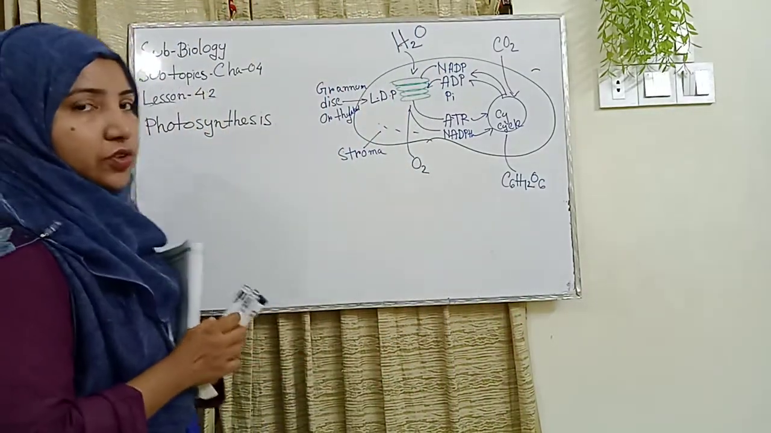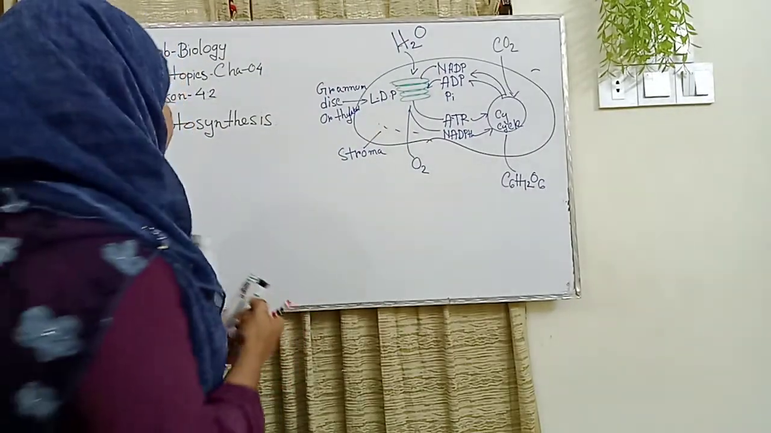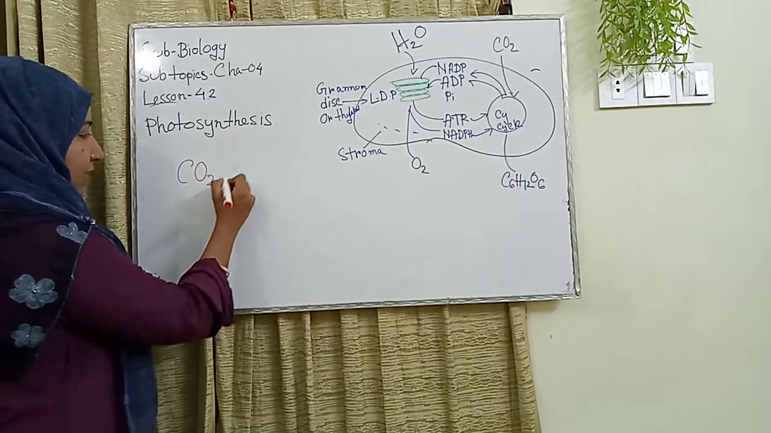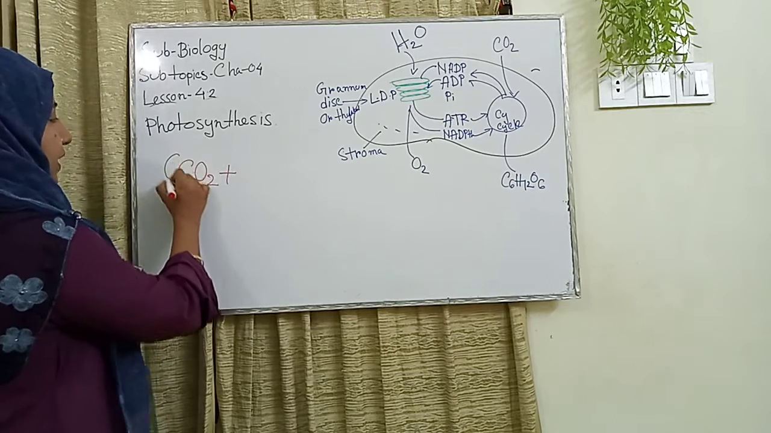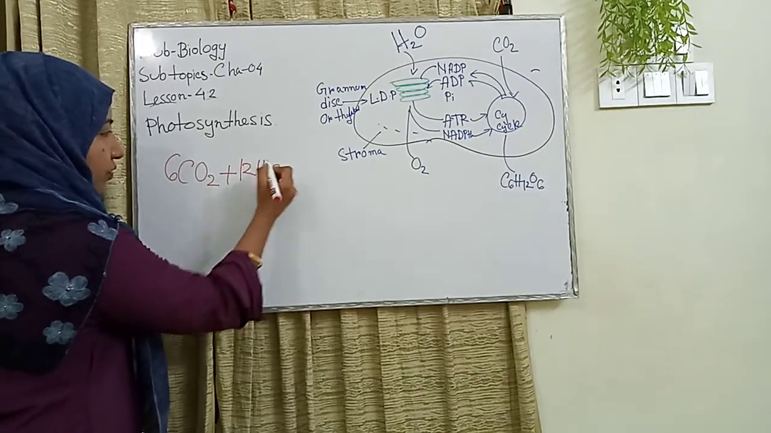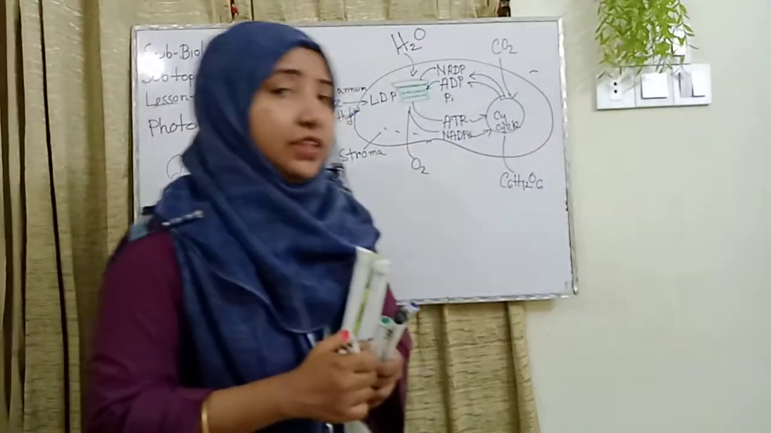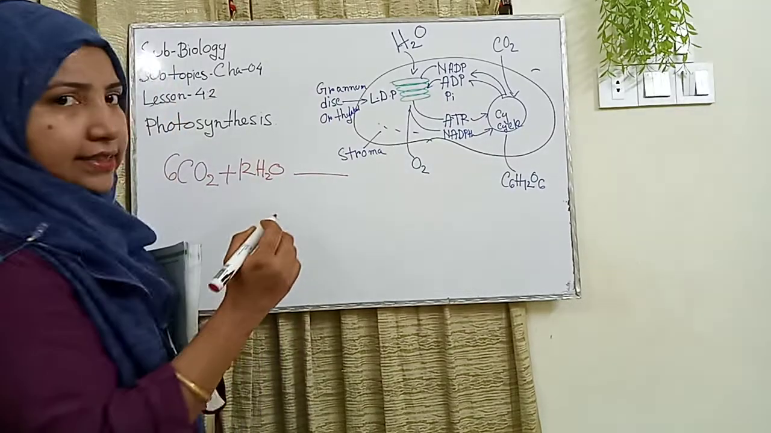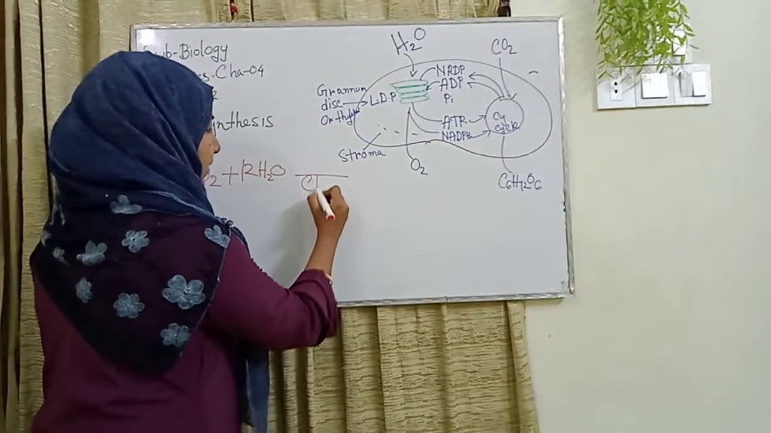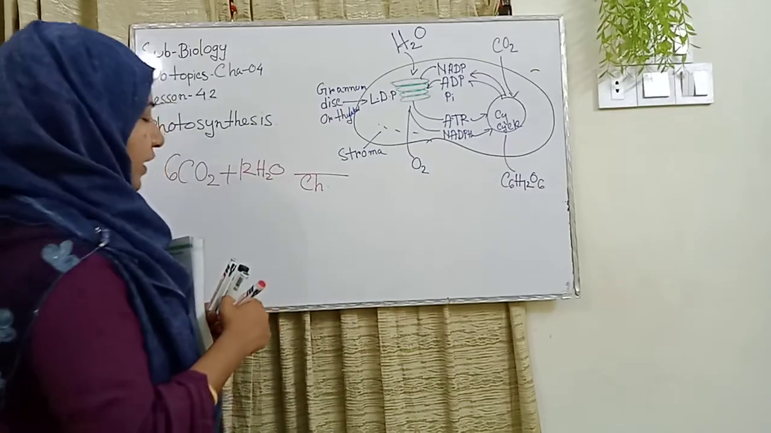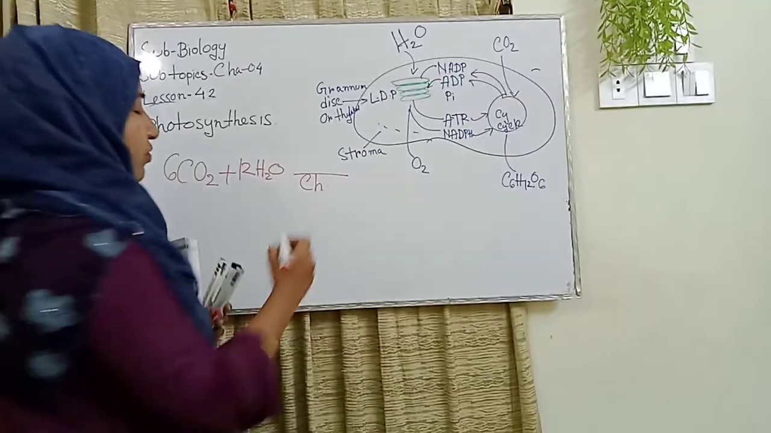First, I also tell you carbon dioxide. From the atmosphere we get 6 carbon dioxide plus 12 H2O. Where do we get it from? We get it from the soil. And where does it happen? Yes, it happens in the chlorophyll. I will draw it only shortly. And how can it form? In the presence of light.